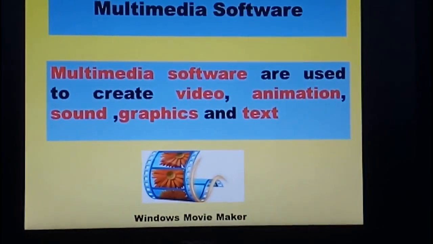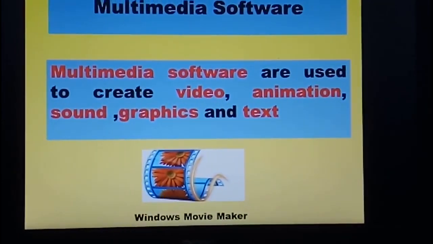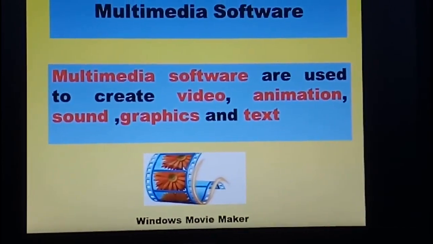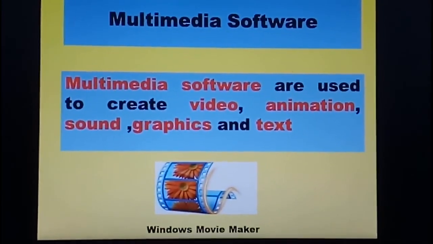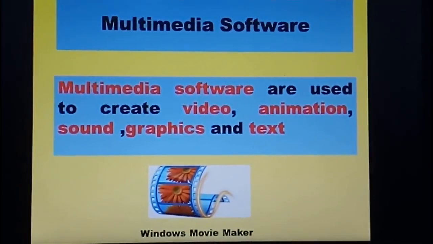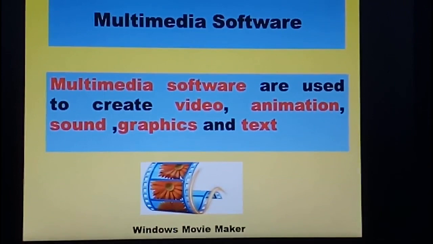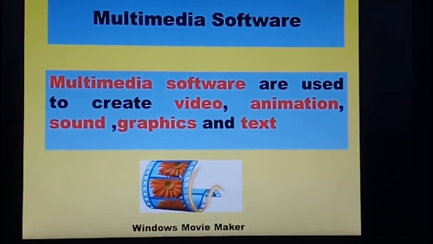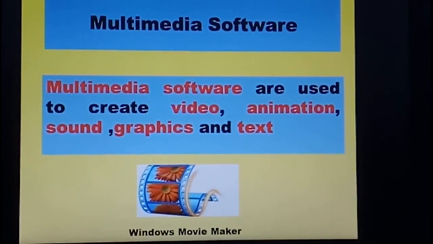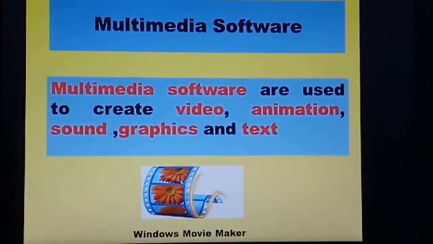And we have multimedia software. Multimedia software is used to create video, animation, sound, graphics, and text. Example, Windows Movie Maker. So multimedia software is used when you want to join two videos together, or cut and paste videos, or make a video from a lot of text, and things like that.